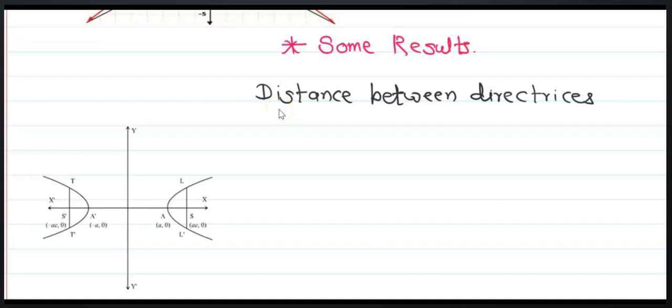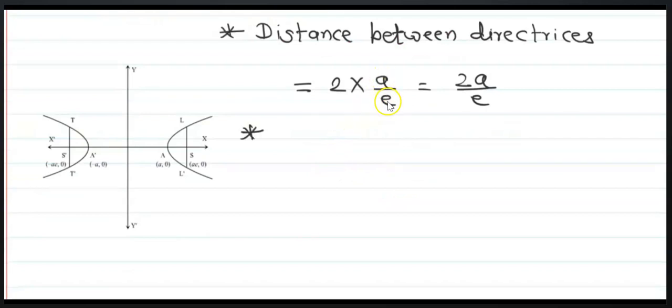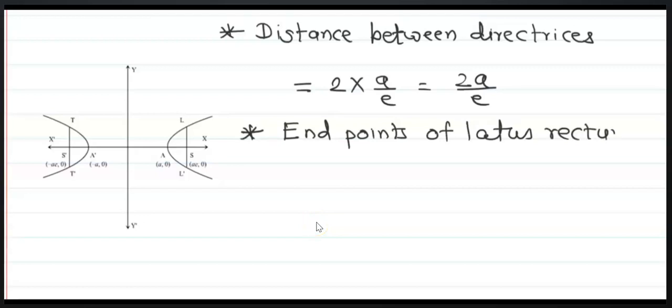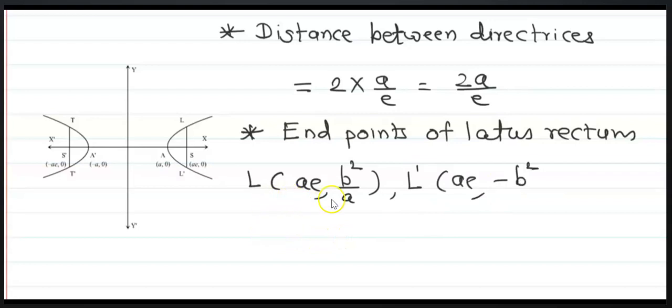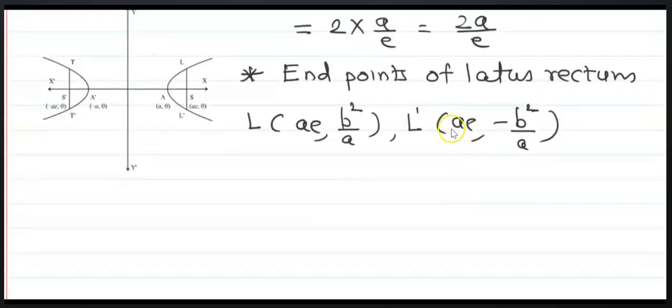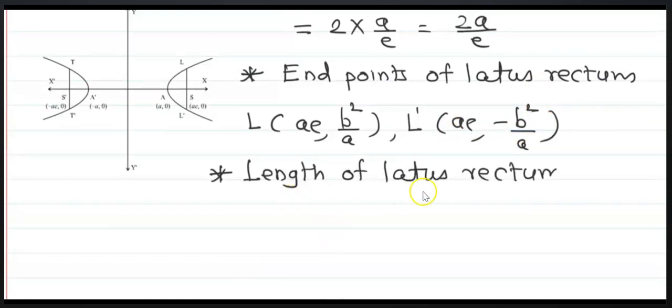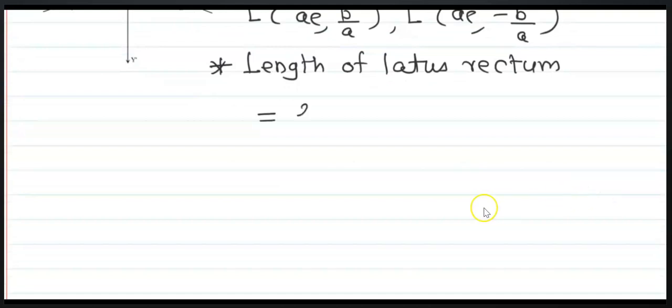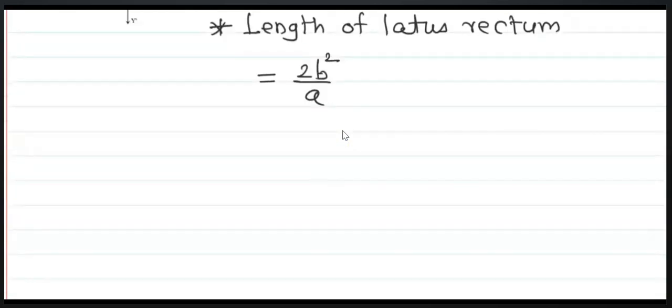Now the distance between the directrices is 2a upon e, and the distance between the foci is 2ae. The endpoints of a latus rectum are L (ae, b square upon a) and L dash (ae, minus b square upon a). The length of a latus rectum is 2b square upon a. These formulae you have to remember.